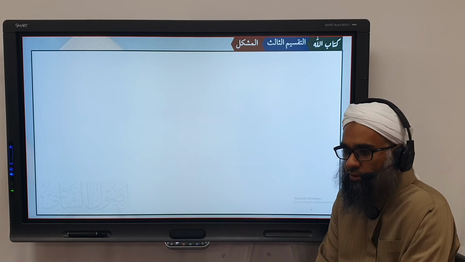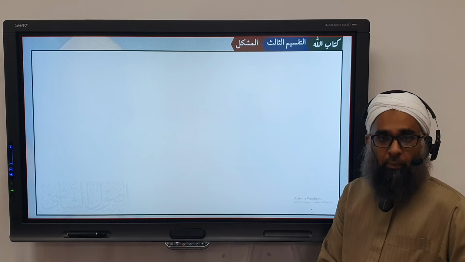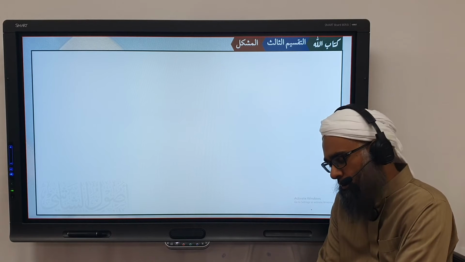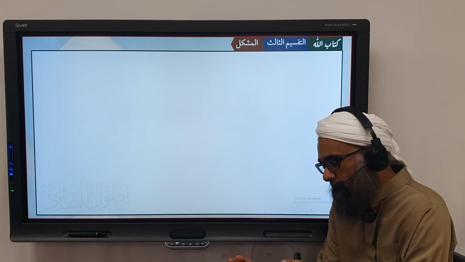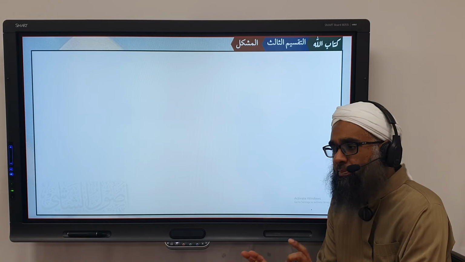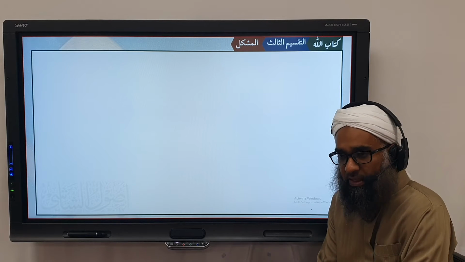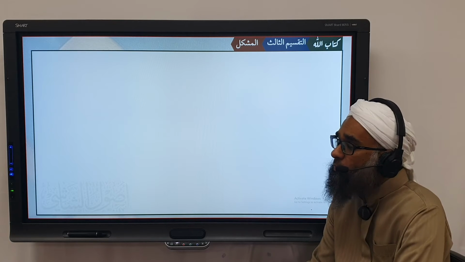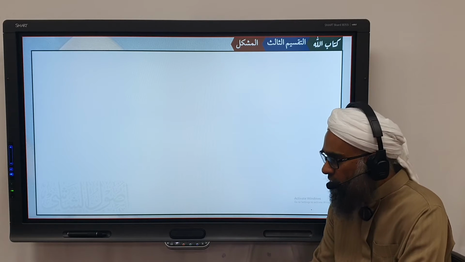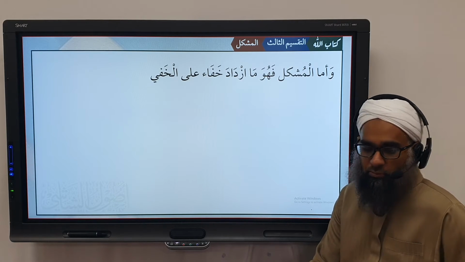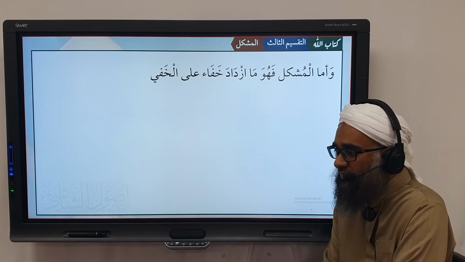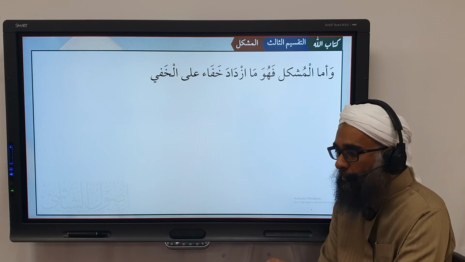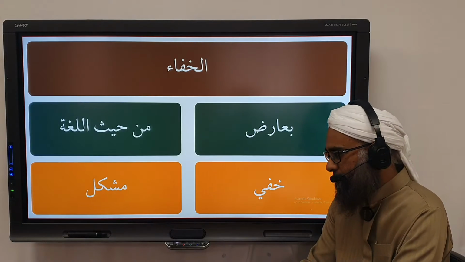And khafi is a word which in itself is clear, but ambiguity comes about because of the application to something else. Yes, we give the example of sadiqa and zina. These words are clear in themselves, but the application to other words is unclear. The mushkil, he says here, وَأَمَّا الْمُشْكِلُ فَهُوَ مَزْدَادَ خَفَاءً عَلَى الْخَفِي. It is more ambiguous than the khafi word.